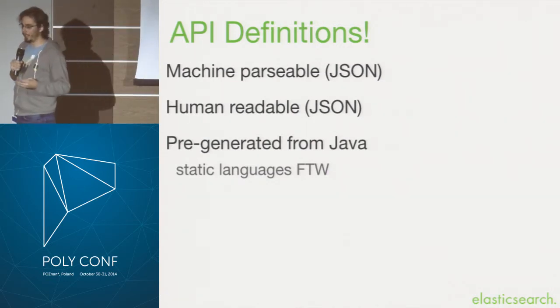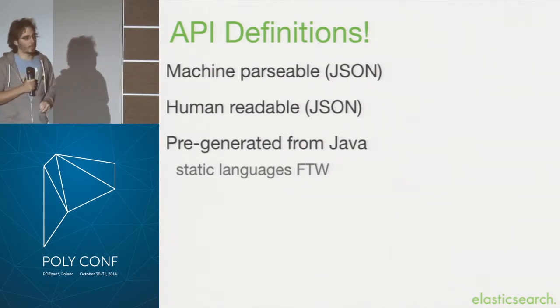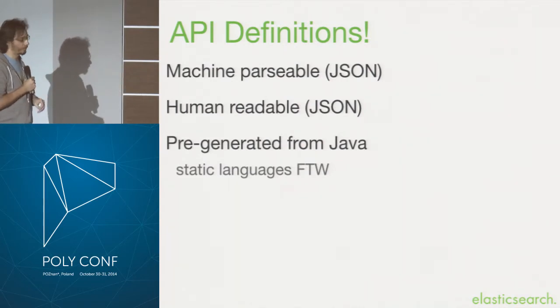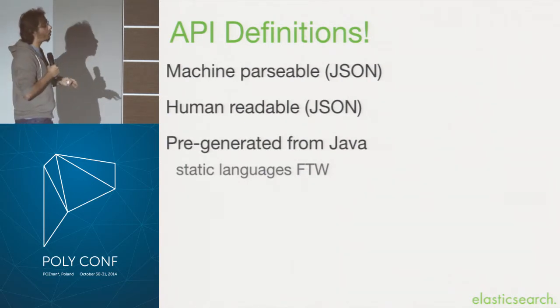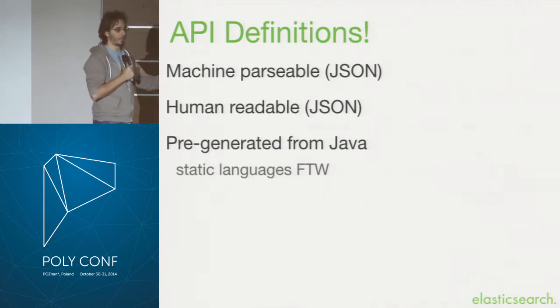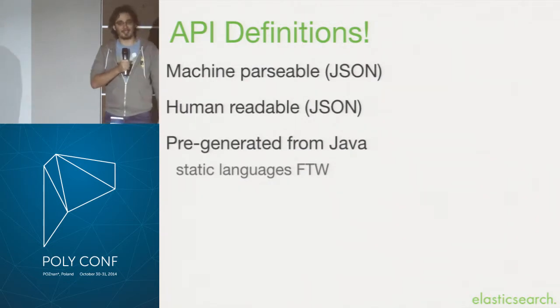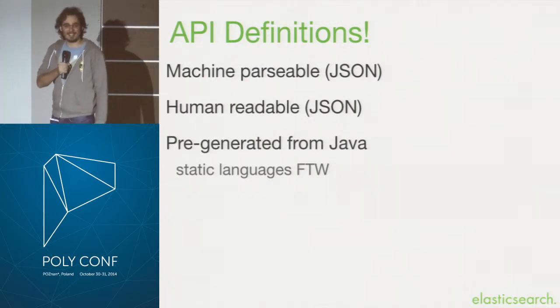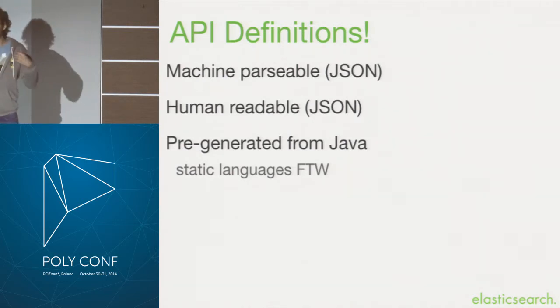So we created a schema for the JSON to describe the API endpoints. We actually got a long way by parsing the Java source code and pre-generating a stub of each of the APIs. That's one good thing I'll say about static languages. Static analysis actually works. So that was very helpful.